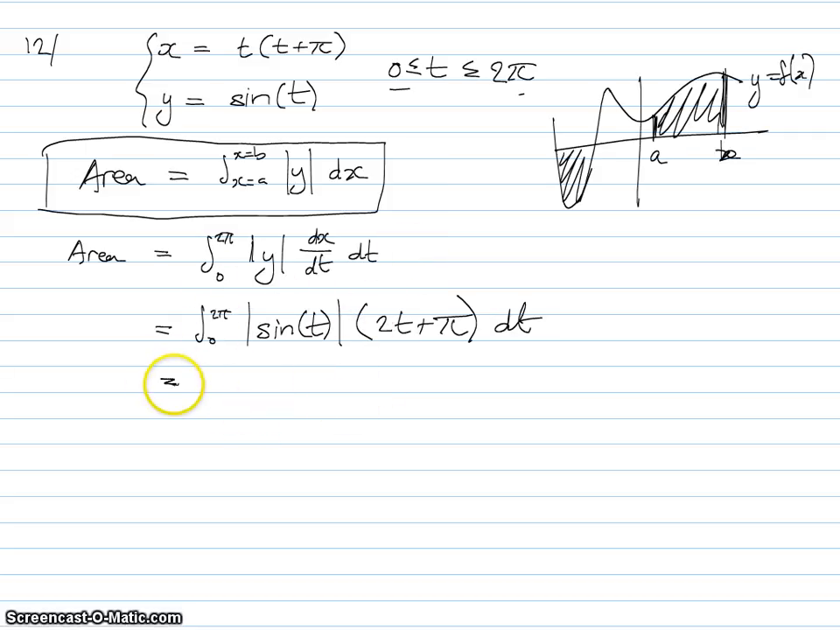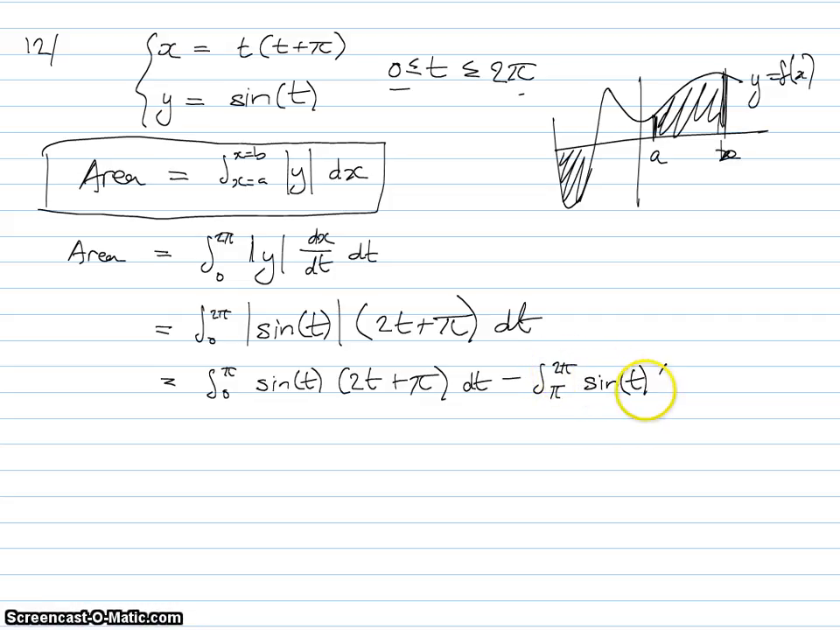I split up my integral. So this is the integral between 0 and pi of sine of t dt, minus the integral between pi and 2 pi of sine of t dt. Why is that? Because between pi and 2 pi, sine of t is negative, so the area will be negative. So I need to subtract away this negative area to find the area.